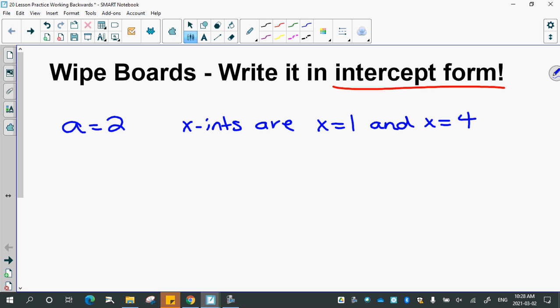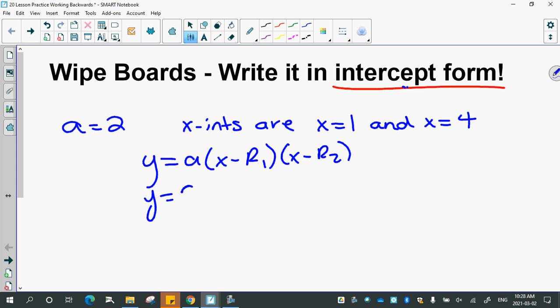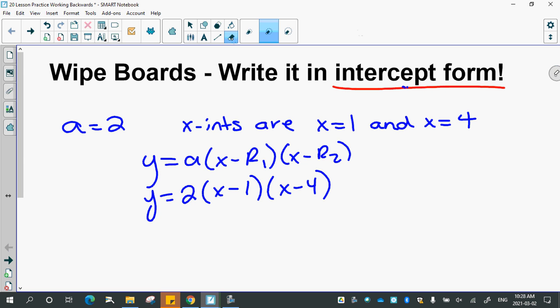You have a parabola, the a value is 2, there's x-intercepts at 1 and 4. What would the equation be in intercept form? Okay, so I'm seeing lots of you got it. So y equals 2, x minus 1, x minus 4. Okay? That should be your equation. All right, erase, reset.